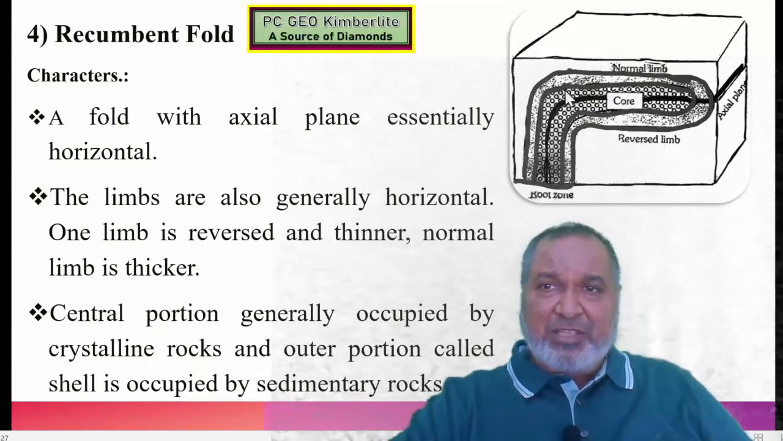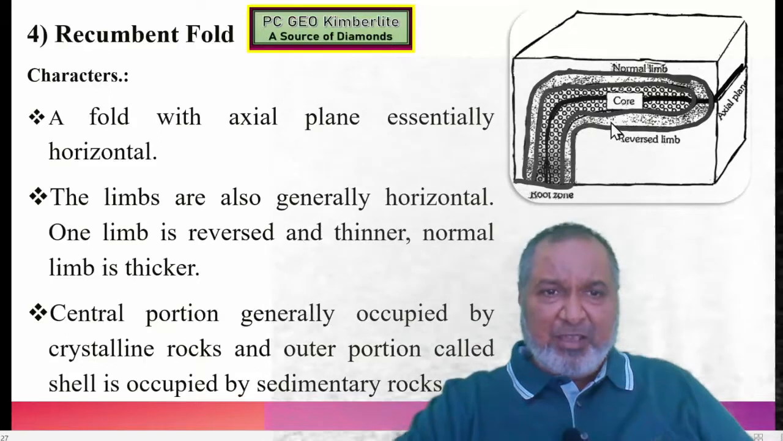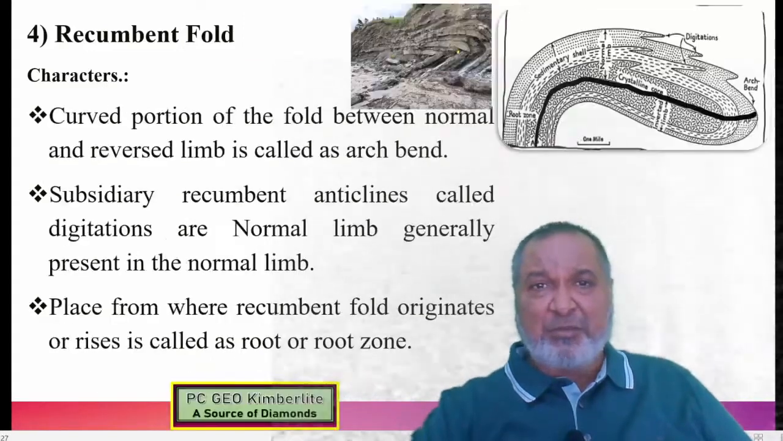Now, whatever limb is there is the normal limb. The normal limbs are thicker in size, the coarser one. Initially this will be there, the coarser one, and they are completely reversed, and the thinner ones are on the reverse position. The central portion is generally occupied by crystalline rock, the central part is crystalline, and the shell is normally occupied by sedimentary rock.